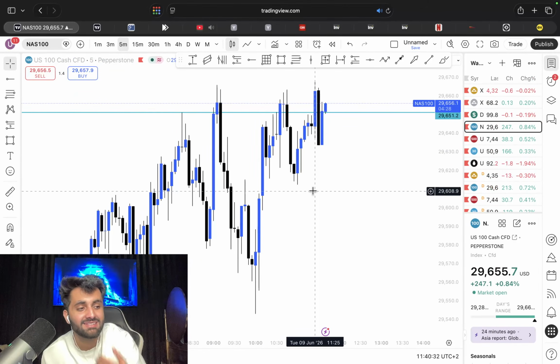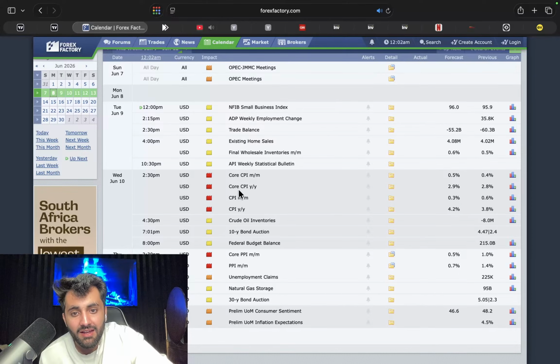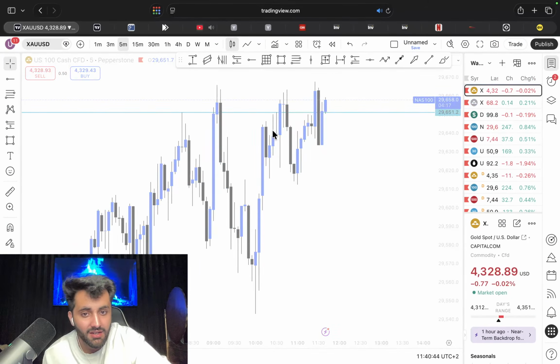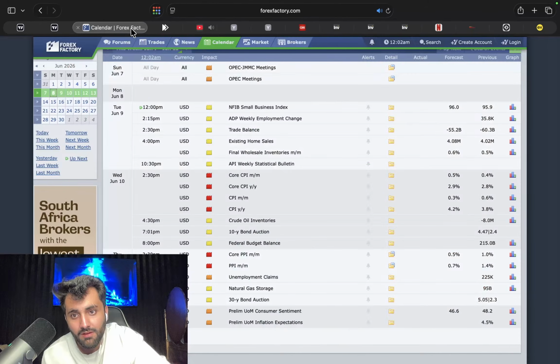Nasdaq is also choppy, guys. There's a reason for this. Tomorrow is CPI, the news data release. It's a big news event, and sometimes the market starts preparing for it a day before, and it looks like it's doing that right now. Core CPI YY means yearly. So there's core CPI monthly, there's core CPI yearly. So this is a big news event. That's tomorrow, CPI.